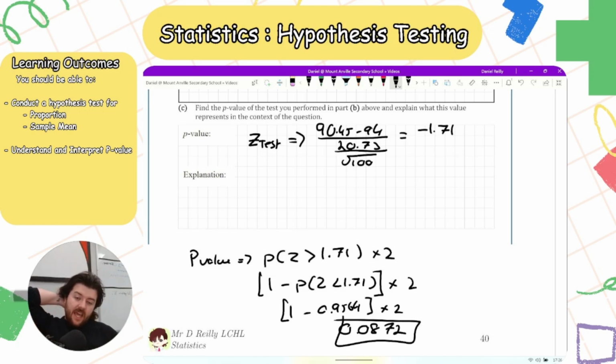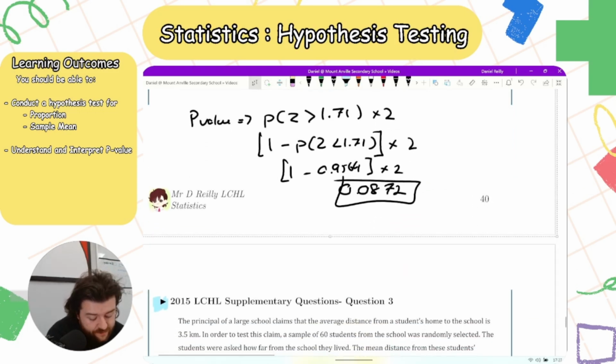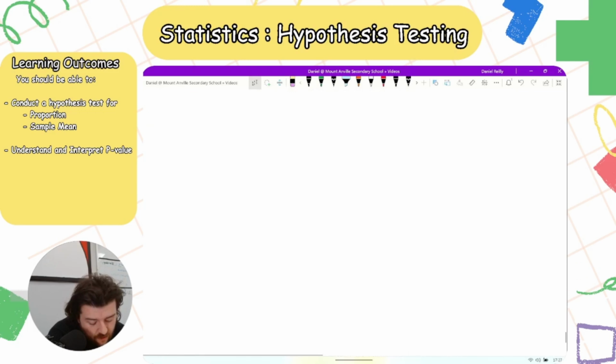So the chance of this happening is just too great. It's not statistically sufficient for us to claim. So that is what our p-value is. It's just if our claim was true, the chance of getting 90.45 would be around 8.72%, which is greater than our 5%. Right. 2 questions left.